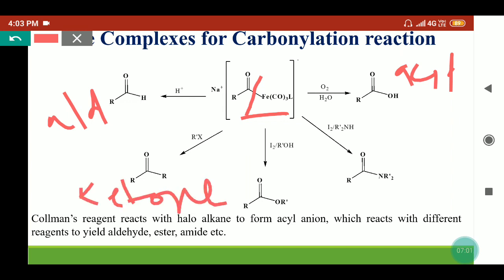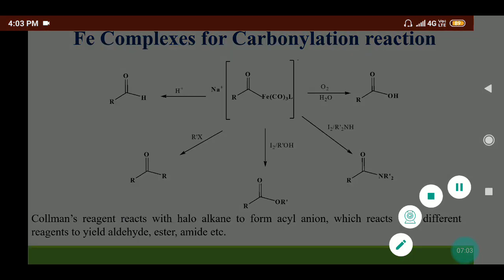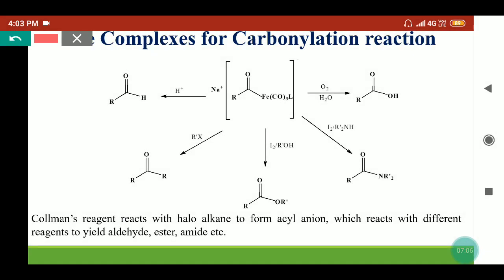If we are treating this complex with halogens like iodine or bromine, then we can get the acid halides. Which on treatment in presence of alcohol can produce the different esters, or instead of alcohol, iodine or any halogens can be treated with the amines. So we'll get the substituted amide as a product. So different acids, esters can be formed with the Collman's reagent.